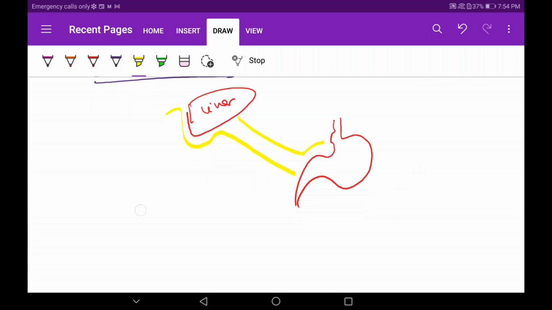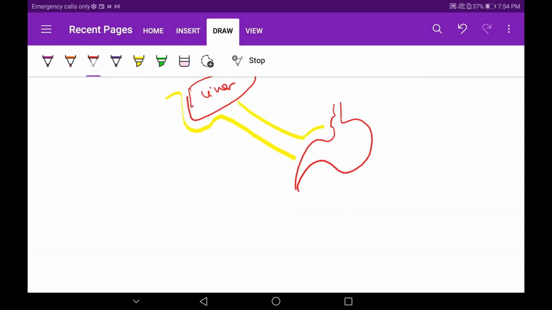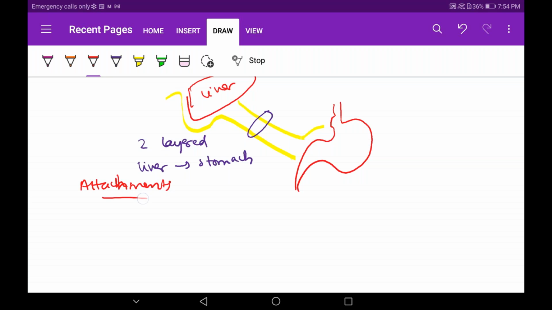So now write down, everybody. What is the lesser omentum? First, write the definition. It is a two-layered fold of peritoneum attaching the liver and the stomach. Simple terms, you have written it down. Then side heading, attachments: where it is attached. In the diagram only you can see. Inferiorly, where is it attaching? Inferiorly, it attaches to the lesser curvature of the stomach.